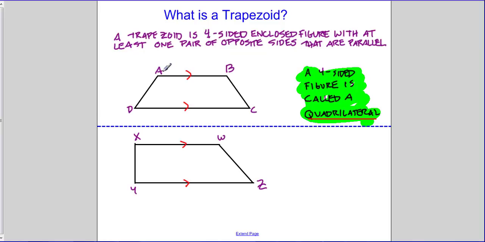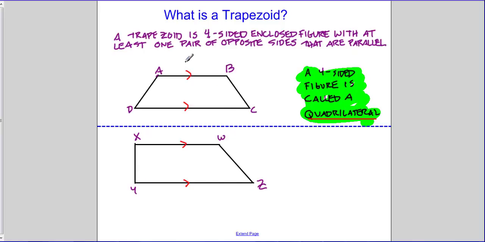So this is trapezoid ABCD, where I have four vertices. The vertices are where the sides come together. And I have four sides, and at least one pair of sides is parallel. These red arrows mean these two opposite sides are parallel. And this trapezoid could be called XWZY. It could be called XYZW.